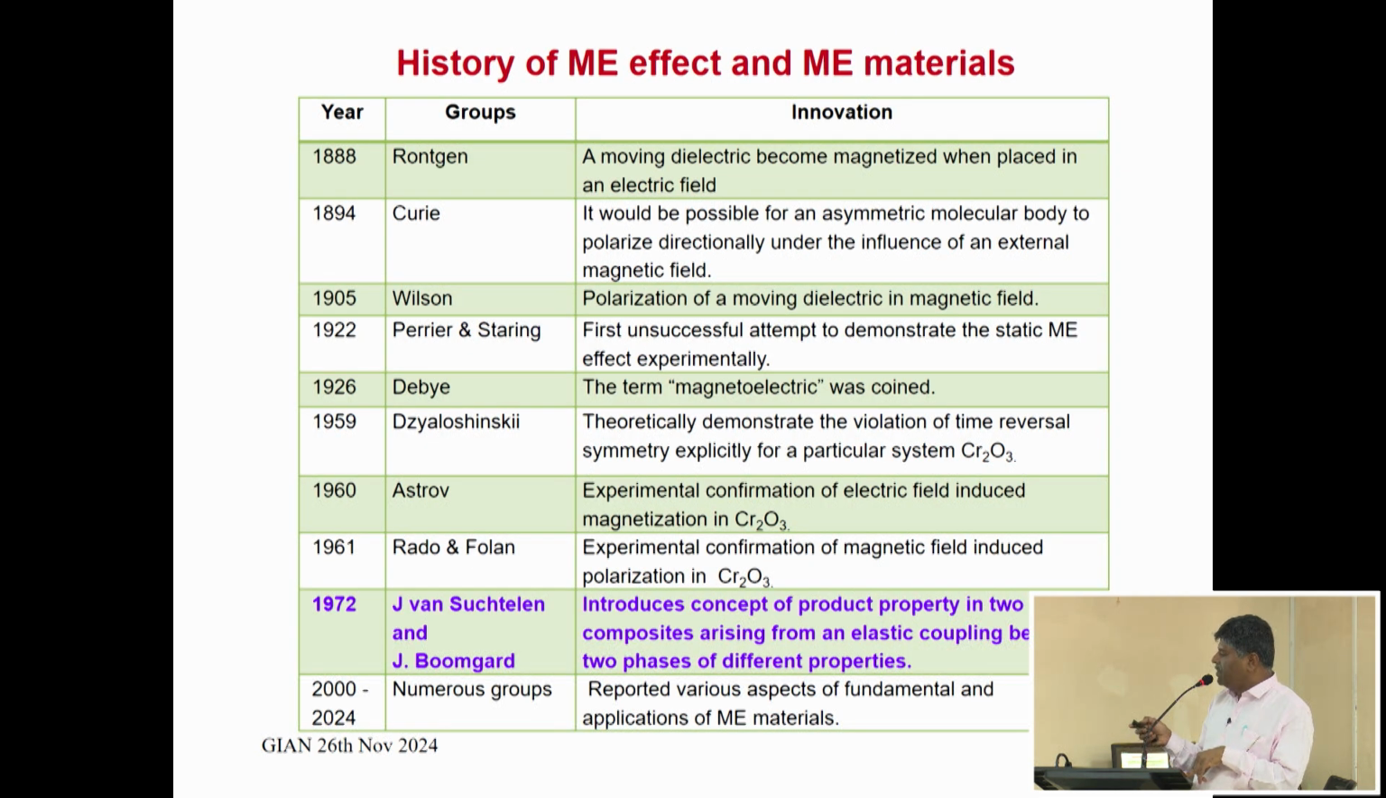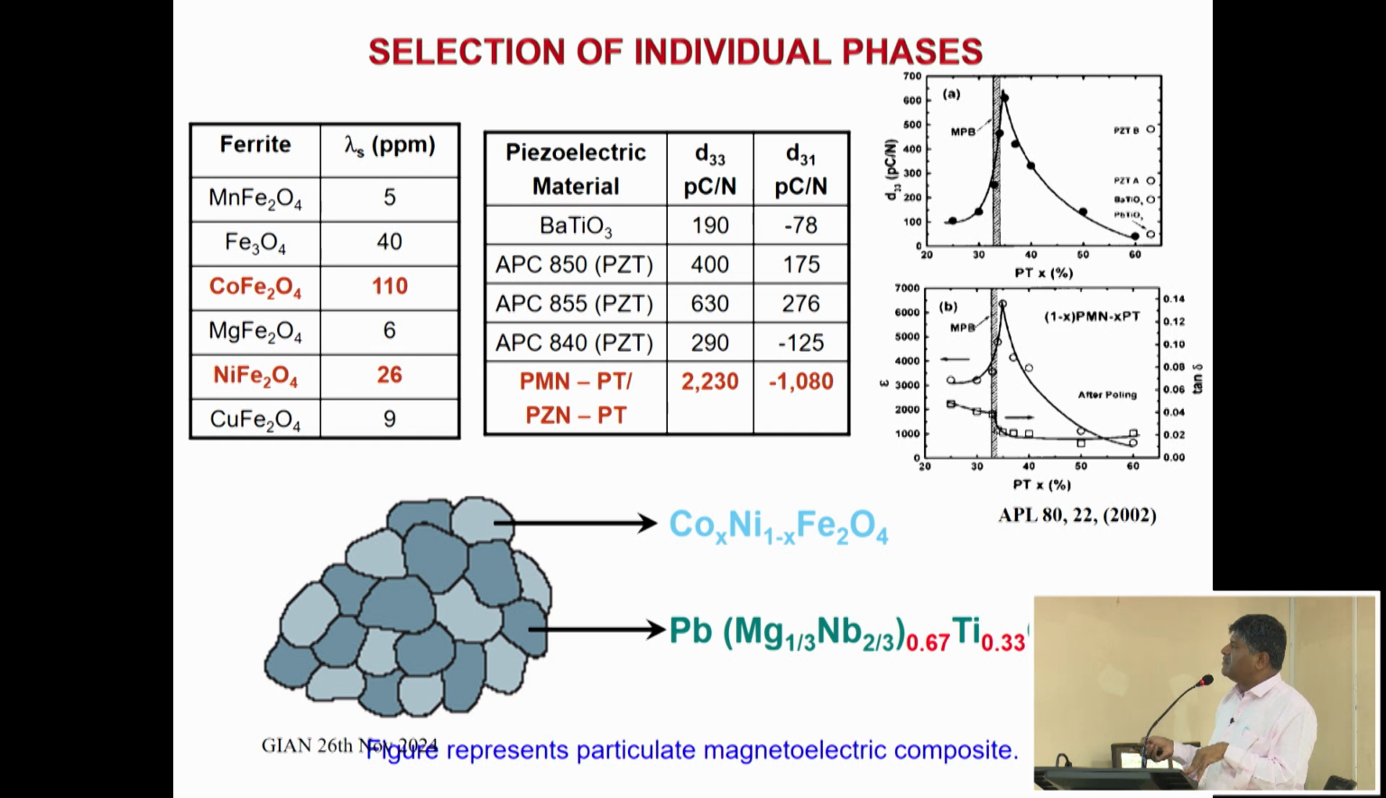So, these are some of the reports in the literature, very old. This particular aspect started in 1888, and if you just go to Google and give the keyword, or even go to Scopus, you can see a lot of papers are getting published in this area, and a lot of applications are also seen. Now, I am going to talk about two aspects. One is particle composites and another is layered composites.